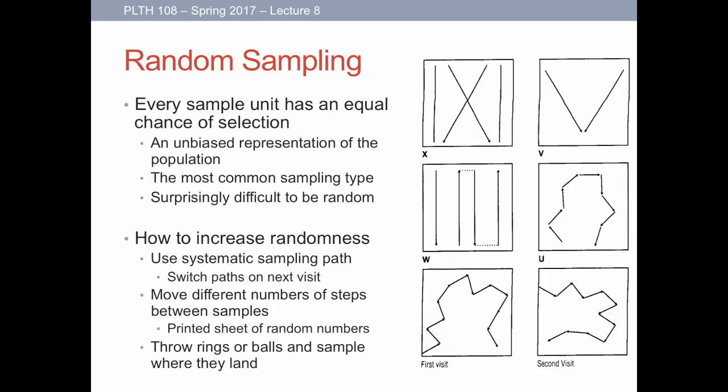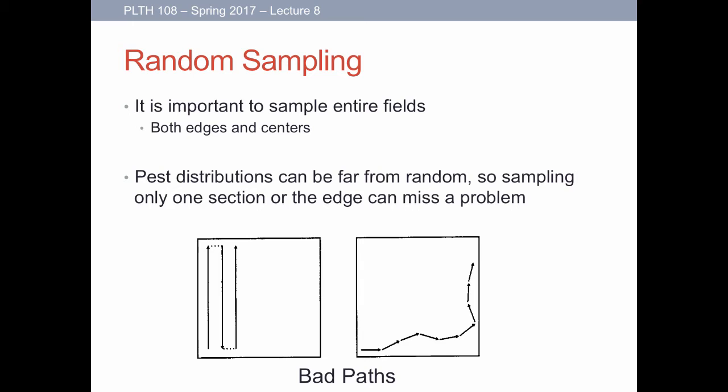And one more thing about randomness is to keep in mind that because populations of pests tend to be clustered and don't always stay in one part of the field, you'll oftentimes have different representations on edges versus the middle. So it's important when you sample to always make sure you hit all the major parts of the field: the middle, the sides, and the north, south, east, and western parts of the block as well.